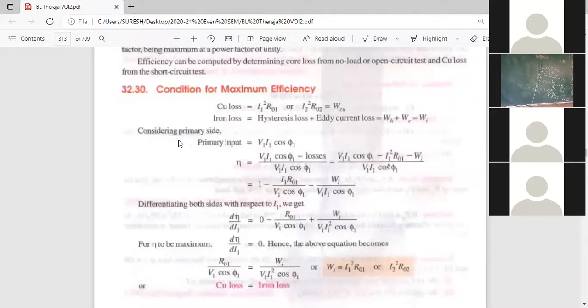Is it visible? Board is visible? Yes, sir. One second. One call is coming.